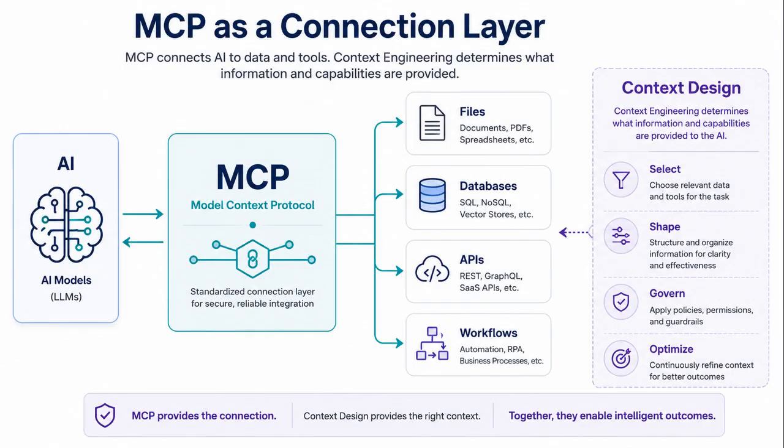Now let's look at context engineering and MCP. MCP can support context engineering by connecting AI to tools and data. MCP helps expose files, databases, APIs, and workflows to AI applications. That gives the agent access to useful context and actions. But MCP is not the same as context engineering. MCP is a connection protocol. Context engineering is the design of what information and capabilities the AI receives. They can work together in modern AI systems.